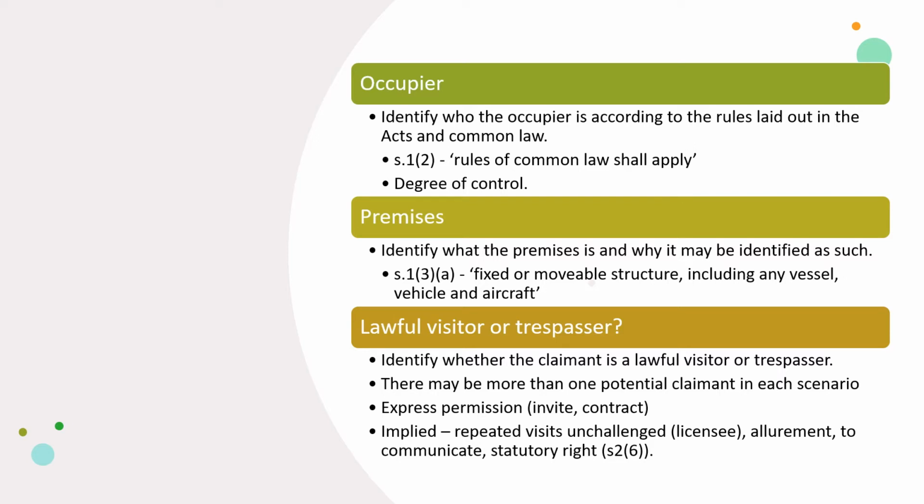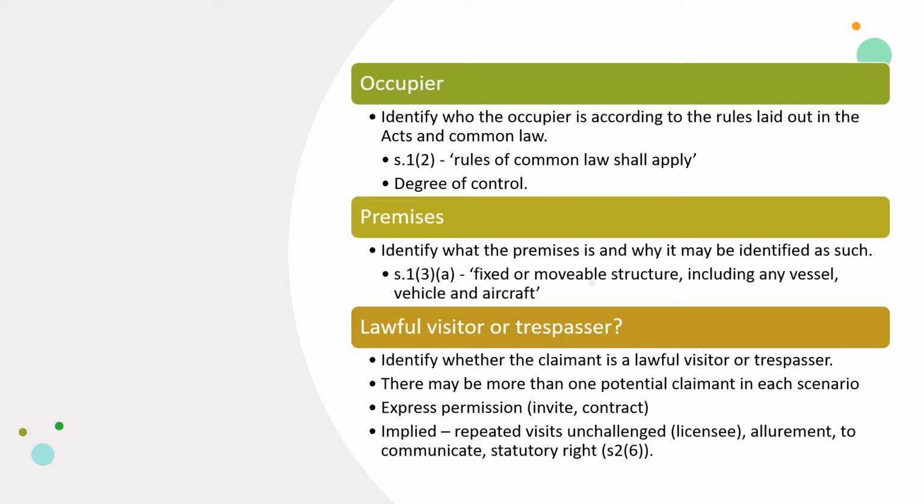Implied permission could be such as repeated visits which are unchallenged, so you gain a license to a premises. Now this could be, for example, using somebody's premises as a shortcut for a certain number of years. If there's an allurement as well, so if there's something attractive to children that brings them onto the premises, then this may make the child a lawful visitor and not a trespasser.